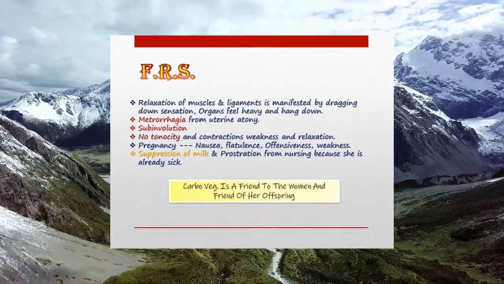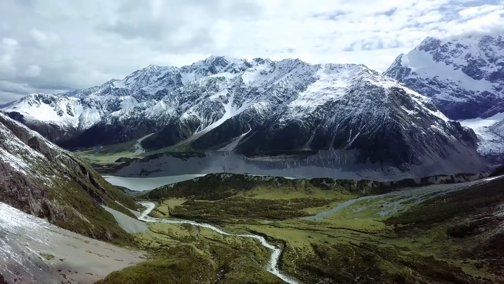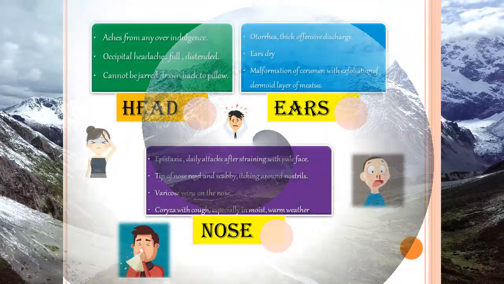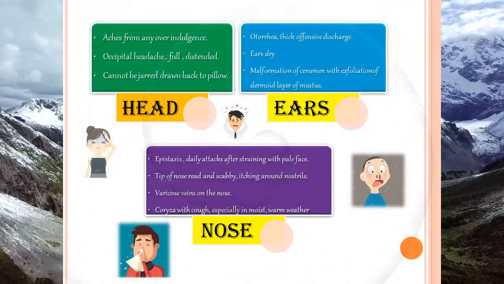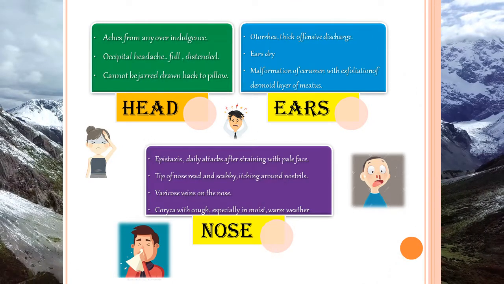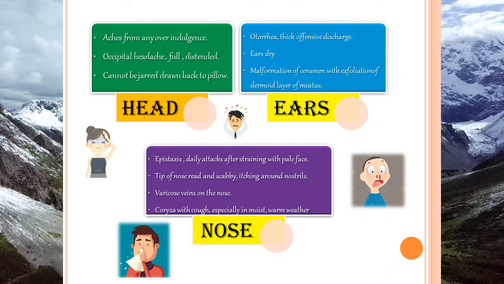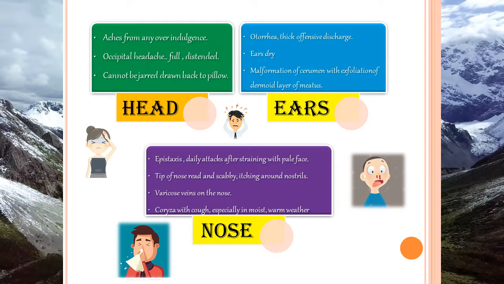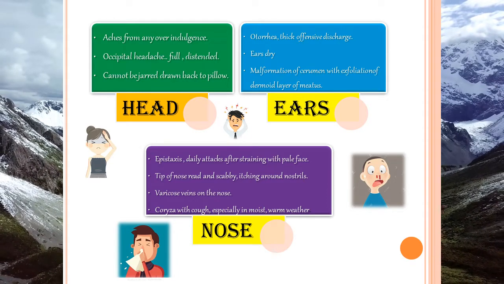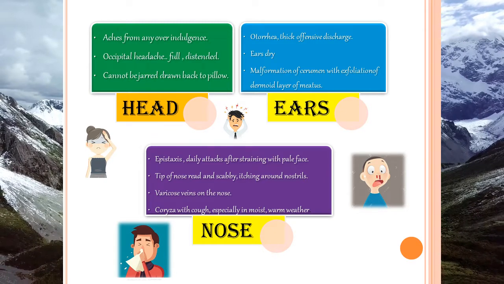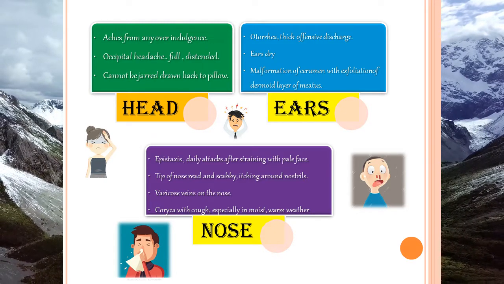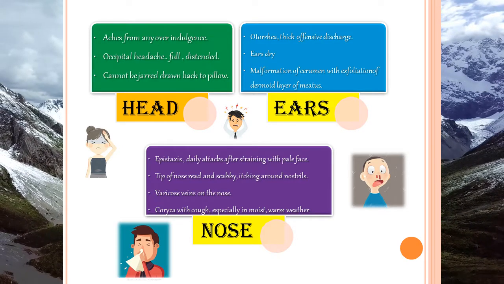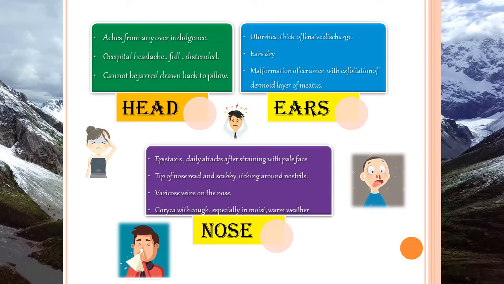So next slide, which is about the head, ear and nose altogether. In head, first of all, we'll talk about the occipital headache, that is head is full and distended. It feels like a congestive kind of headache and cannot be jarred down back to pillow. So aches from any overindulgence. Obviously headache will aggravate from any kind of mental or physical exertion.